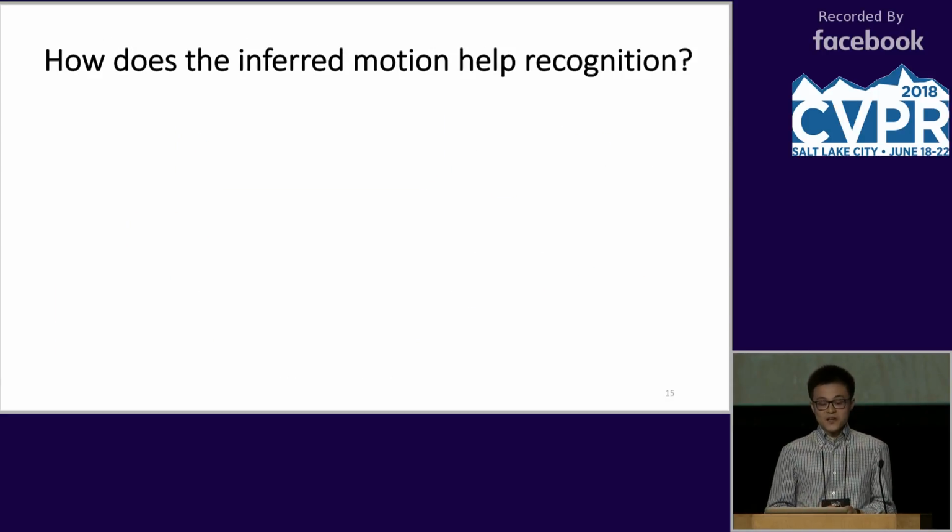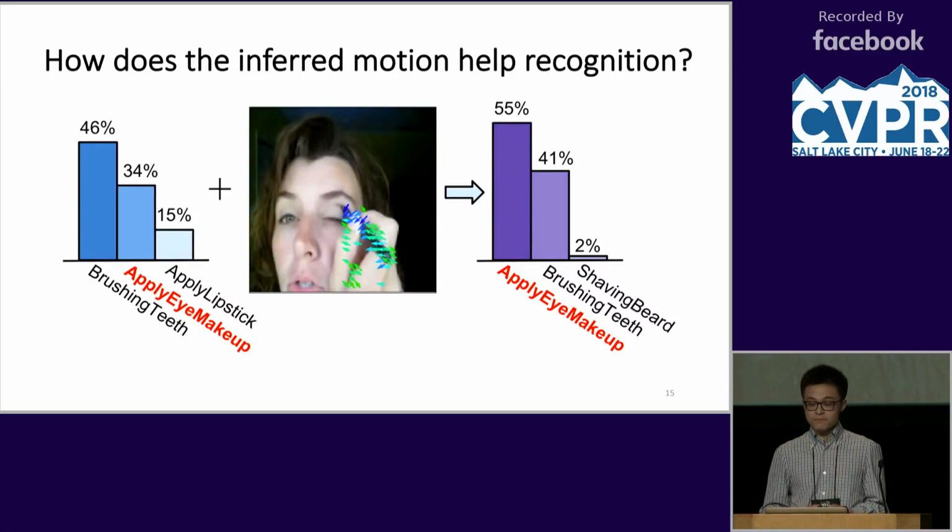So how exactly does inferred motion help recognition? The image shows a woman applying eye makeup. However, brushing teeth, applying eye makeup, and applying lipstick are all visually similar. So showing the hand movements of the woman guides the classifier to make the correct prediction.